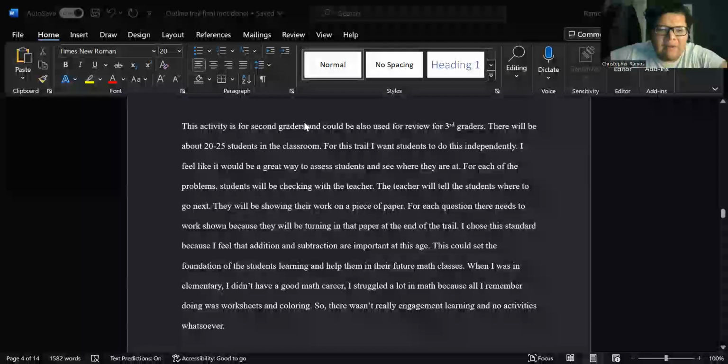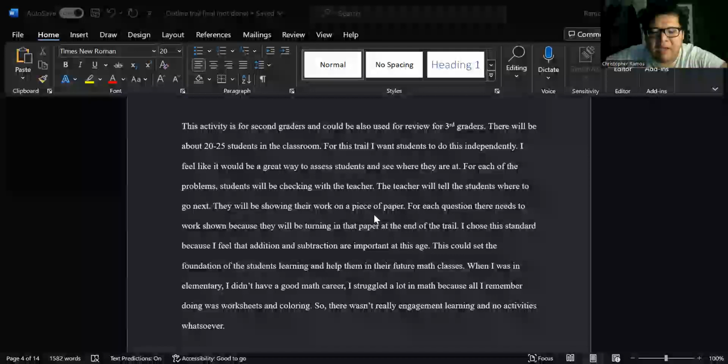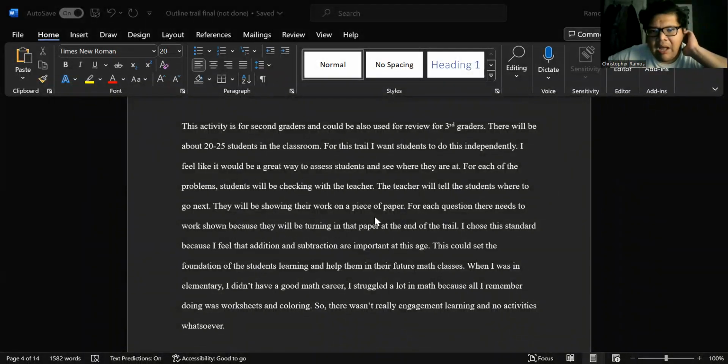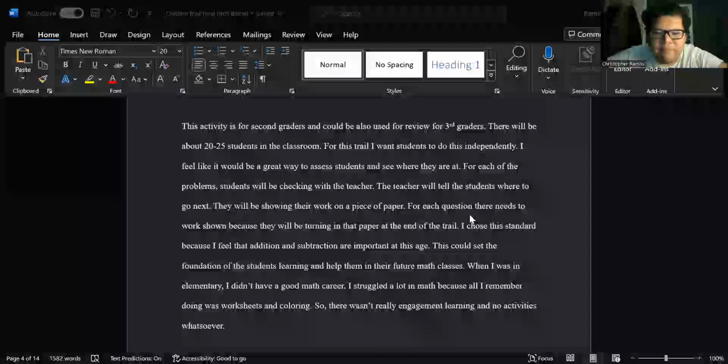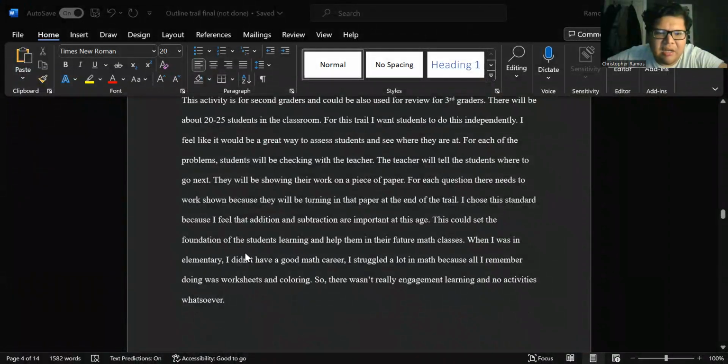They will be showing their work, and I feel like this is the most important part. They will be showing their work on a piece of paper, and it's important because I want to know how they're doing it. It's to see if they're doing it correctly, or if there's something they're missing. So I feel like that's really important. For each question, it's going to be showing work. If it doesn't involve work, if it's simple, then they obviously don't have to show it. But if it's problems that they have to break down, then they obviously have to show the steps. And I chose a standard because I feel that addition and subtraction are important at this age.